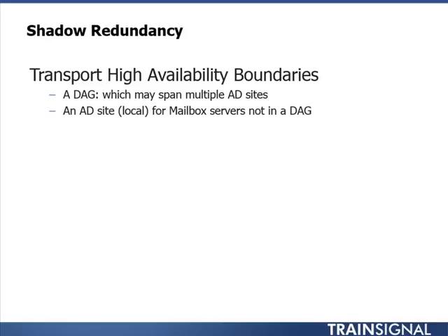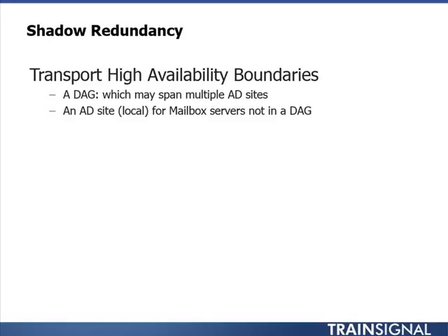And so the nice thing about these boundaries is that they make it so that Exchange only has to worry about its own transport high availability boundary, what's happening in its world. So if it's part of a DAG, that's one thing. If it's not, then it's the Active Directory site that matters. But ultimately, it doesn't have to worry about messages from outside of its own transport high availability boundary. So you can have servers in 2 different sites, still part of the same organization, but if they're not part of the same DAG, then they don't have to worry about making sure they have shadow redundancy for messages for additional sites and servers. They only have to worry about their site or their DAG.